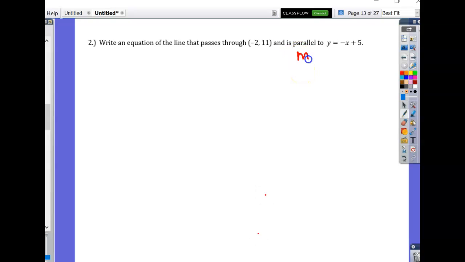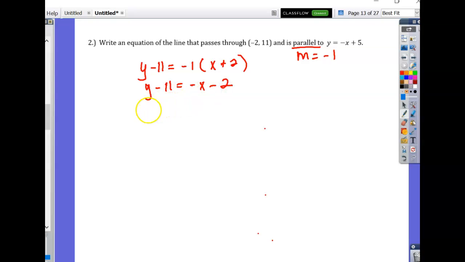Here my slope is -1, and since it's parallel, it's going to be the same slope. So when I do point-slope form, y - 11 = -1(x + 2). y - 11 is equal to -x - 2. And then when I add 11 to both sides, I get y = -x + 9.